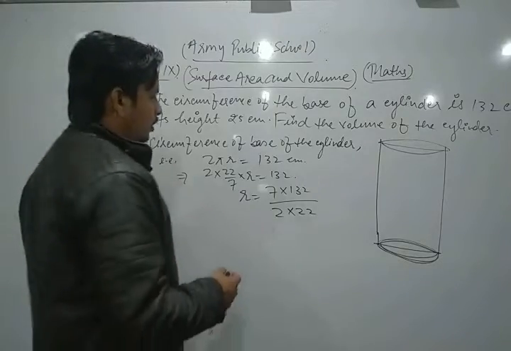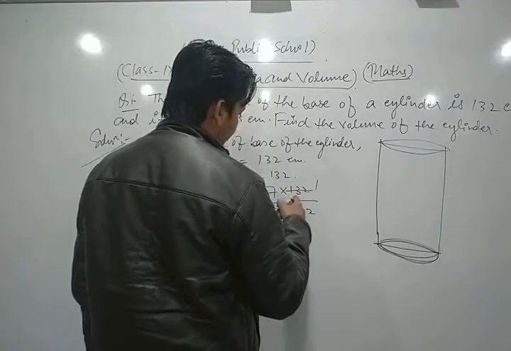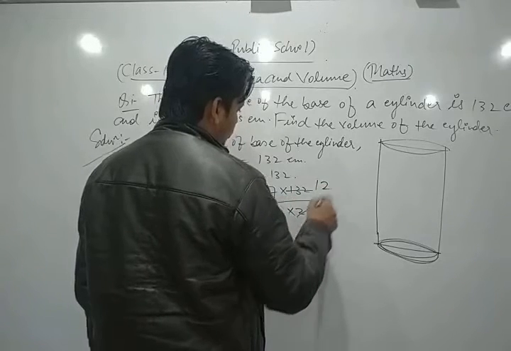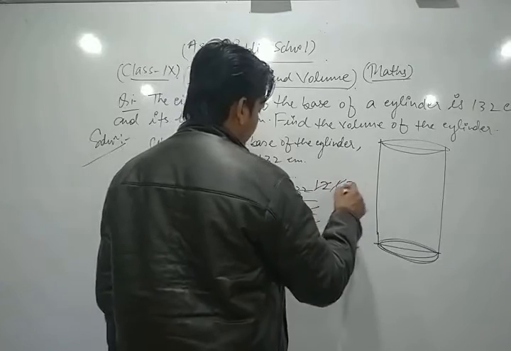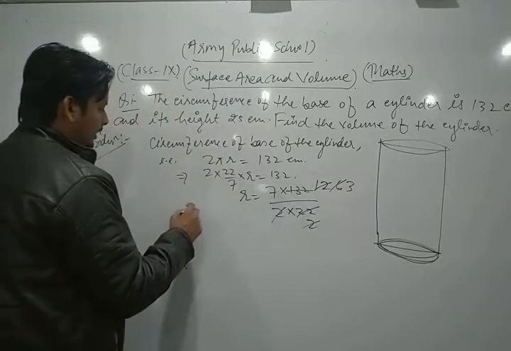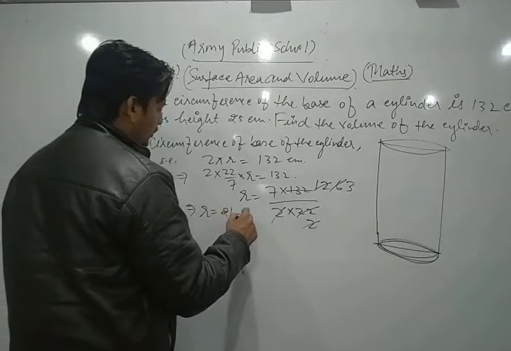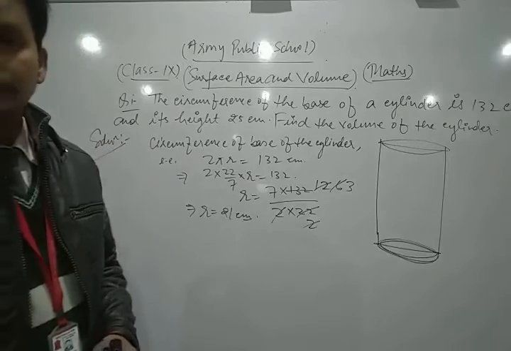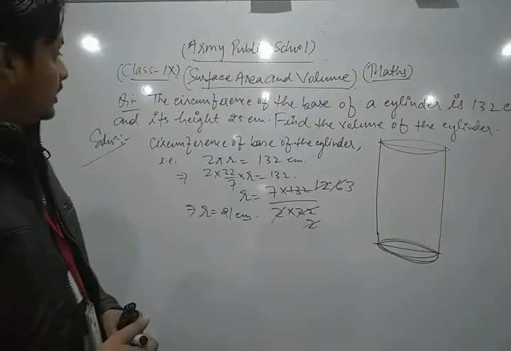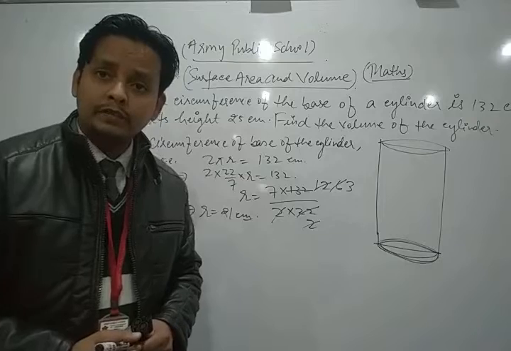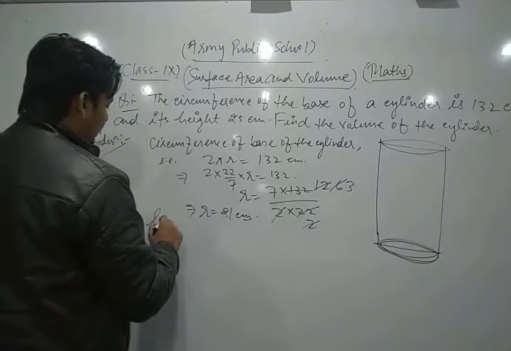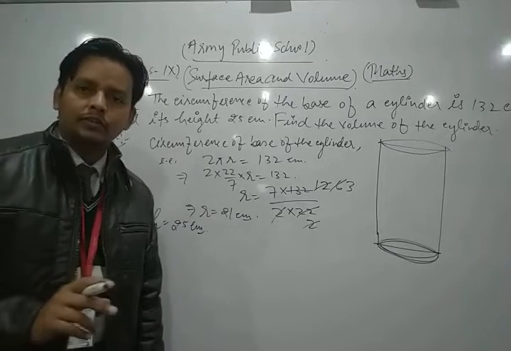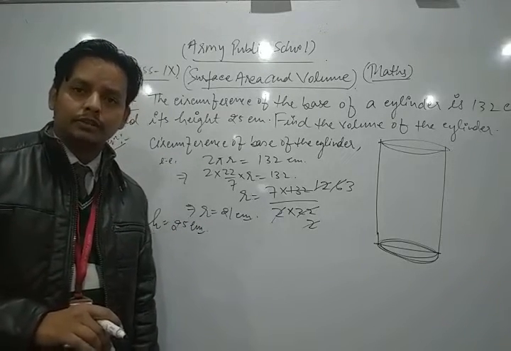Okay, so let's see. 11 1 the 11, carry 2, 11 to the 22, 11 2, 2 6 the 2 3 the 3 7 the 21. Thus the radius of the base of the cylinder is 21 centimeter. And its height is already given as 25 centimeter.